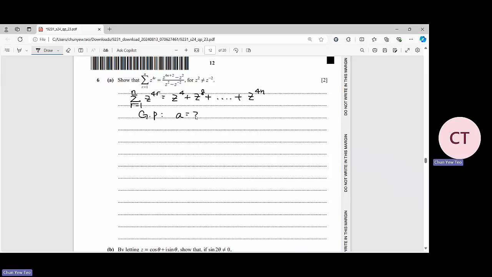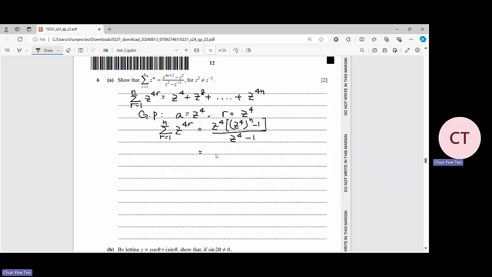where the A is equal to z to the power 4 and the common ratio is also z to the power 4. So therefore, the series of z to the power of 4r is equal to A of r power n minus 1 divided by r minus 1. Just use the GP formula.